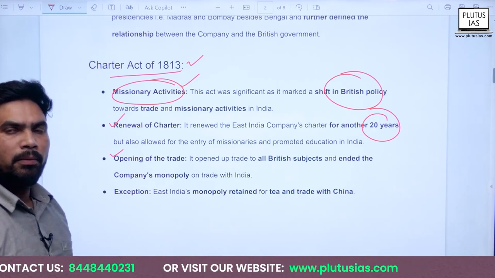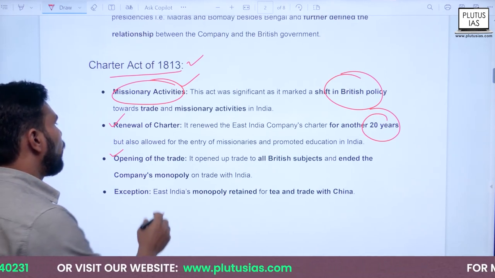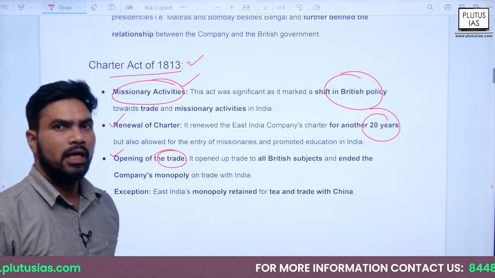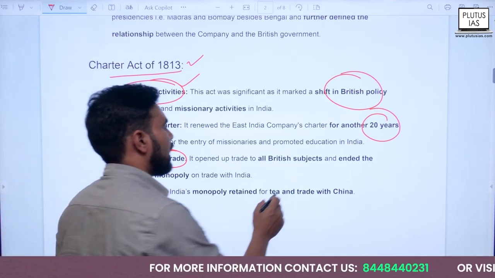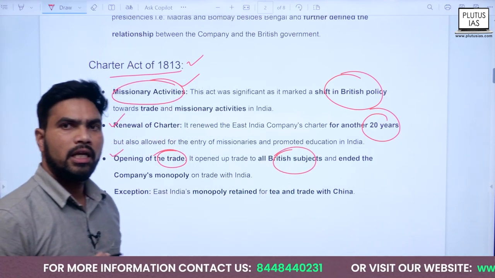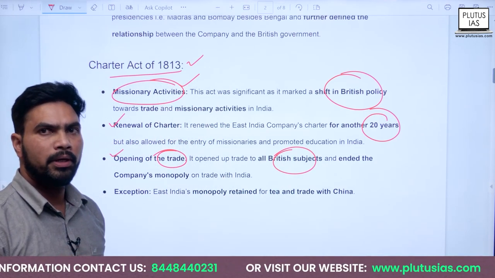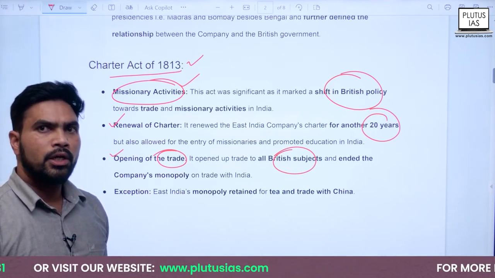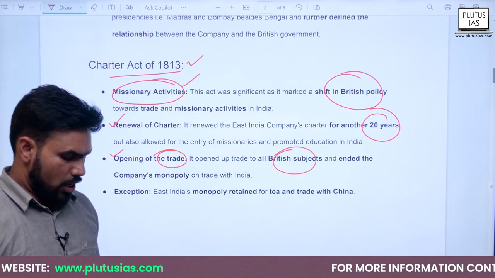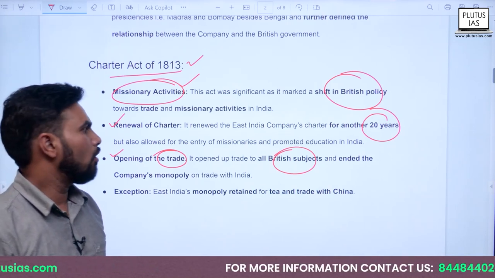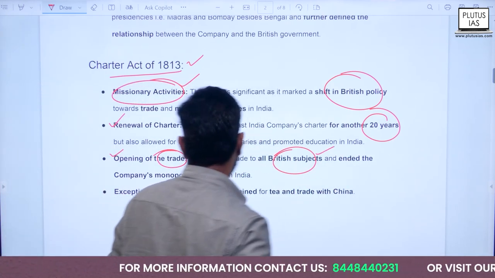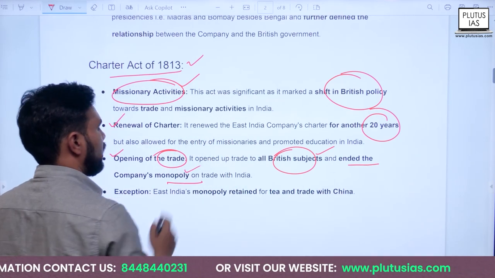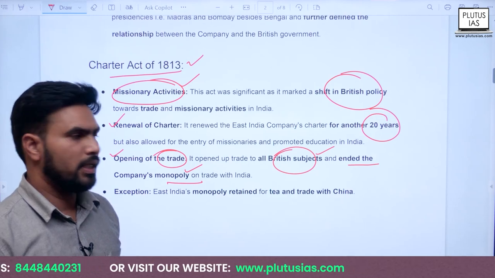One of the major important provisions in this act is opening up of the trade. So now the trade with India, any British citizen can trade in India. Earlier, it was the monopoly of East India Company only. No one other than the East India Company can do the trade in India. Now it has been open to all the subjects of British, right? So in this way, it ended the monopoly of East India Company in trade with India.